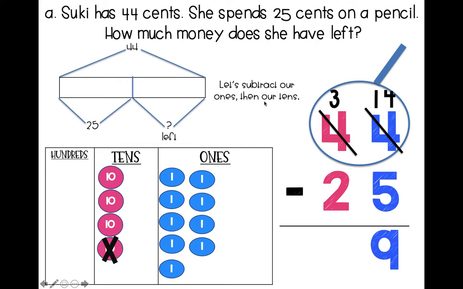So now our ones place matches on our vertical form and our place value chart. They both showed 9 ones. Now we can move to our tens. Our tens place says 3 minus 2. So let's take away 2 tens. What is 3 minus 2? That's right, it's 1. So we'll put that 1 below the line in the tens place.